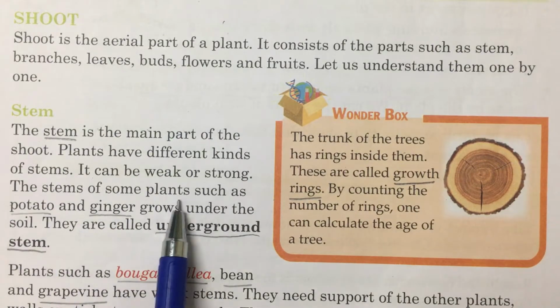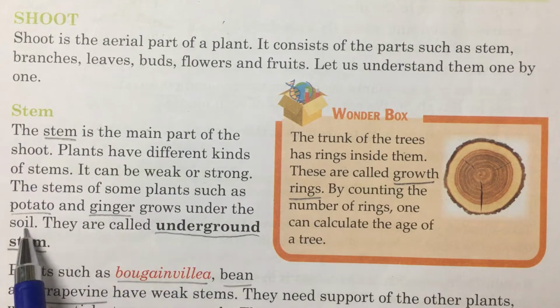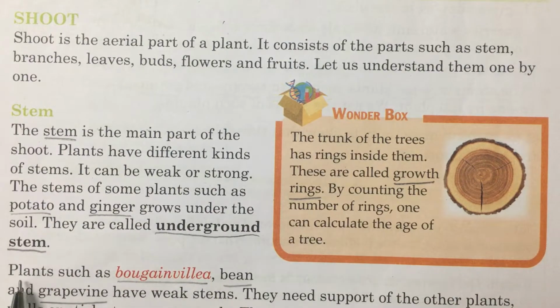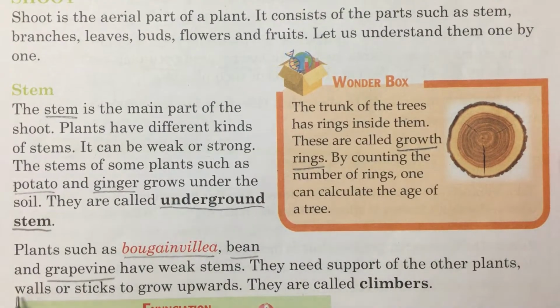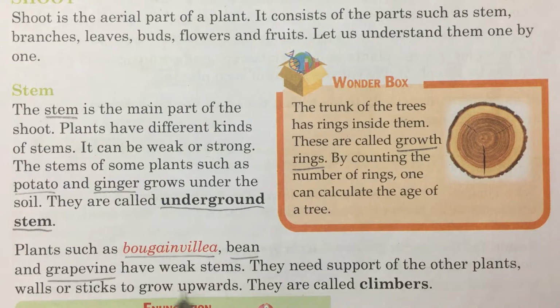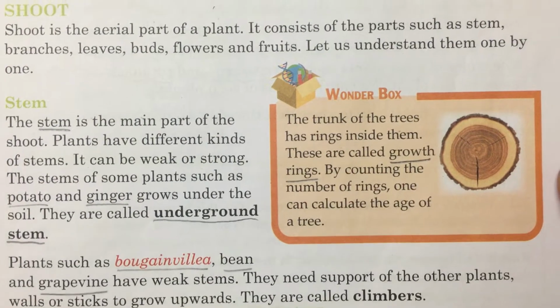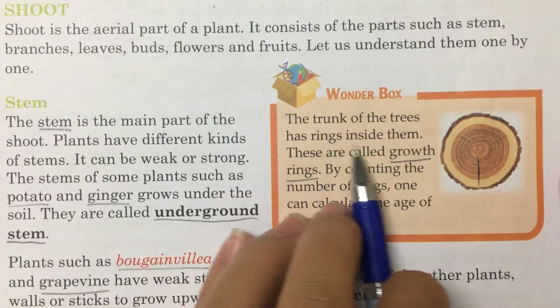The stems of some plants such as potato and ginger grow under the soil. They are called underground stems. Plants such as bougainvillea, bean, and grapevine have weak stems. They need support of other plants, walls, or sticks to grow upward. They are called climbers.